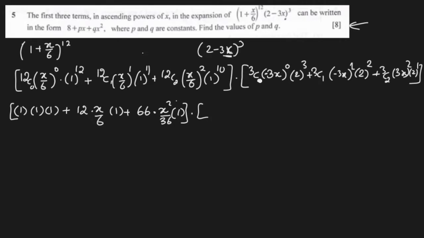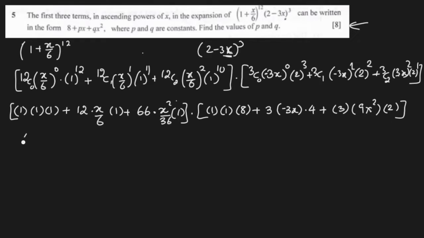Multiplied by, this is 3C0, again 1. This power 0 is again 1, and 2 cubed is 8. Plus 3, and minus 3x will be minus 3x, 2 to the power 2 will be 4. 3C2 is 3 as well, and 3 squared is 9, x squared times 2, 2 to the power 1, right?